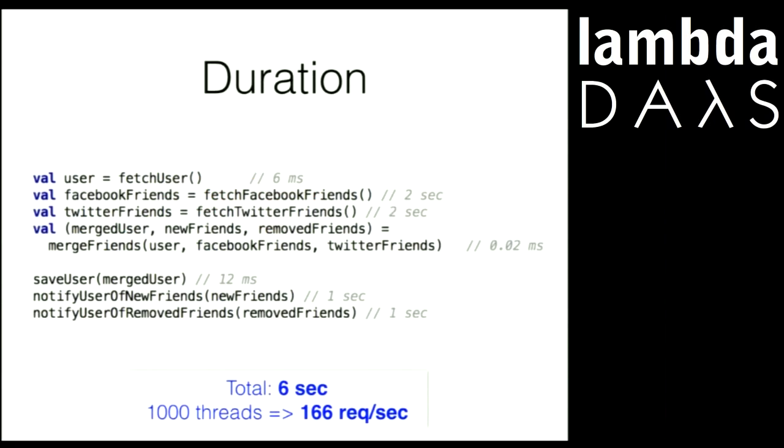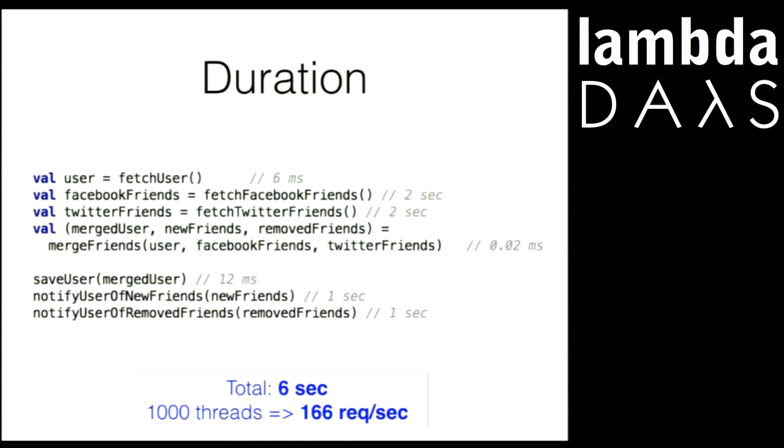So let's see why. If we look at the average durations of various operations, the save and fetch user from the internal database are relatively fast. It's 6 nanoseconds and 12 nanoseconds. The bad guys here are the Facebook and Twitter APIs. On average, they take 2 seconds. Sometimes we have outliers of like 30 seconds or timing out. But the average is 2 seconds. And then sending notifications to friends takes around 1 second each for removed and added friends. So in total we've got 6 seconds.